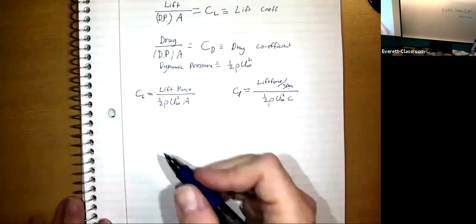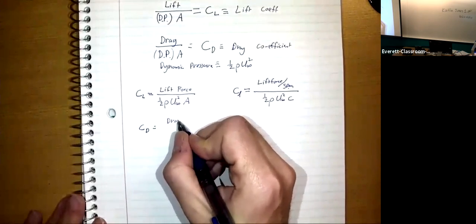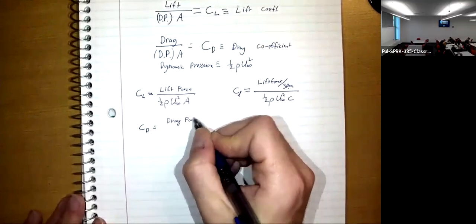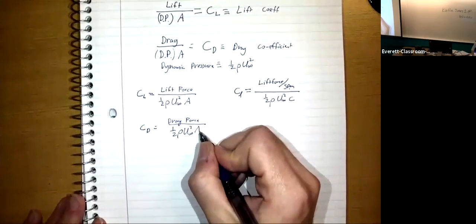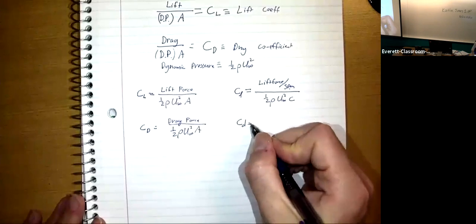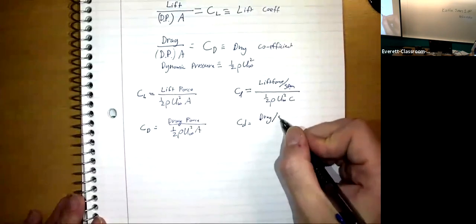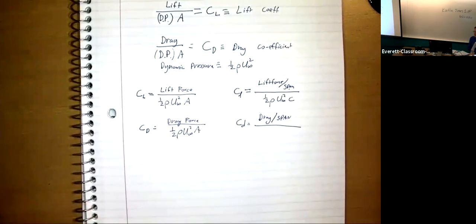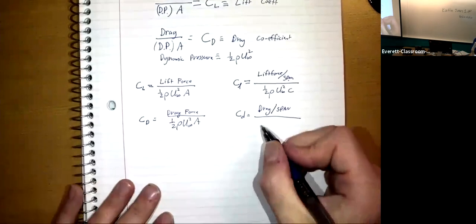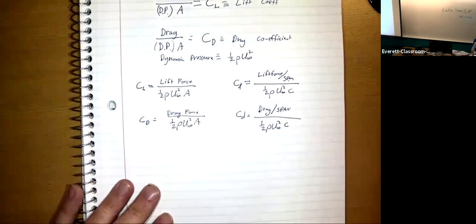Okay, so you have this for lift. You also have these same definitions for drag. So if it's capital D, it's the drag force over 1/2 rho U infinity squared A, and if it's a lowercase d, it is the drag divided by the span. So it's basically the drag force per unit span over 1/2 rho U infinity squared, and then the chord line.